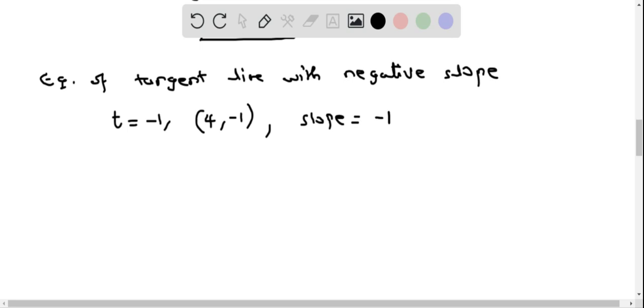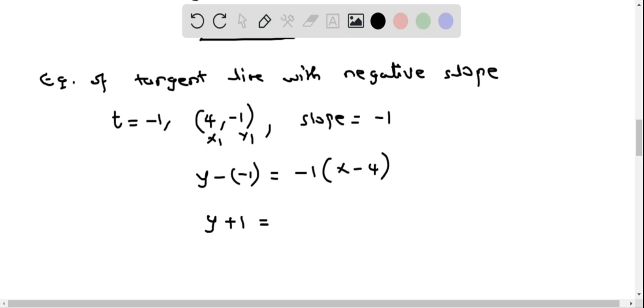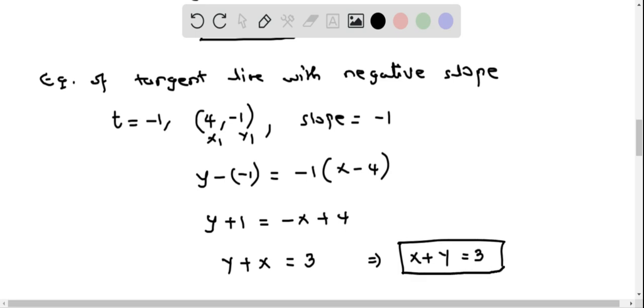Once again, we use the point slope form. That is y minus y1, where y1 is -1, equals slope times x minus x1, which is 4. So this gives y plus 1 equals, let's distribute the -1, negative x plus 4. Otherwise, adding x to both sides, we get y plus x equals 4 minus 1 equals 3, or otherwise we can write this as x plus y equals 3. And so this is the equation of the tangent line with negative slope.